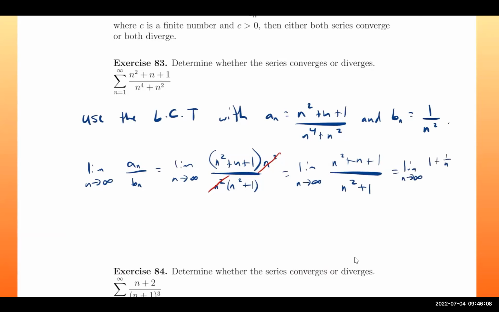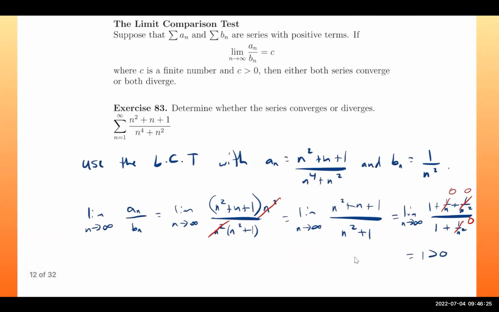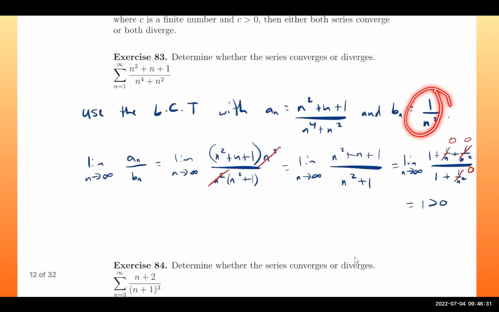1 plus 1 over n plus 1 over n squared, over 1 plus 1 over n squared. These terms will all approach 0. So your limit is going to be 1, which is greater than 0. And that's what this says: if you end up getting a limit that's positive and finite, then they both converge or they both diverge. Since we know that this converges because it's a p-series with p equal to 2, that means that this also converges.